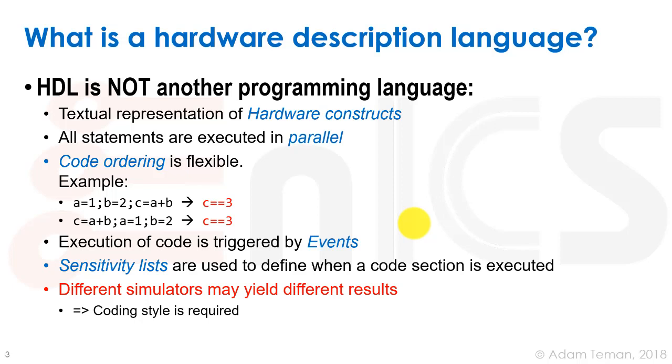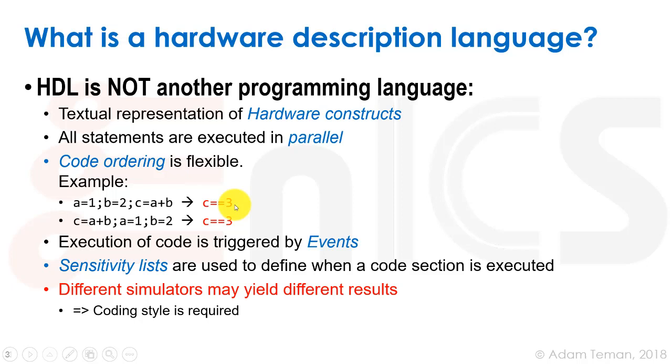It also means that code ordering is flexible. What do I mean by code order being flexible? Well, let's look at the example over here. In this example, we can write a equals 1, b equals 2, and then after it we'd write c equals a plus b. In a regular language, we would have a equals 1 happen first, then b equals 2, and of course c means 1 plus 2. And then c equals 3.